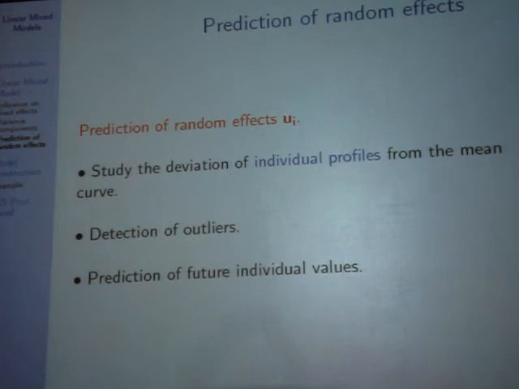Predicting the random effects ui is useful to study deviations of individual profiles from the mean curve, to detect outliers, to predict future individual values, and of course, in the animal breeding context, to predict the genetic values.